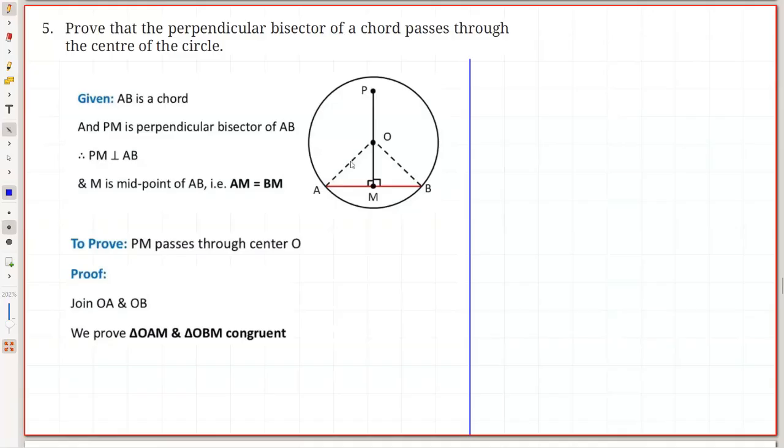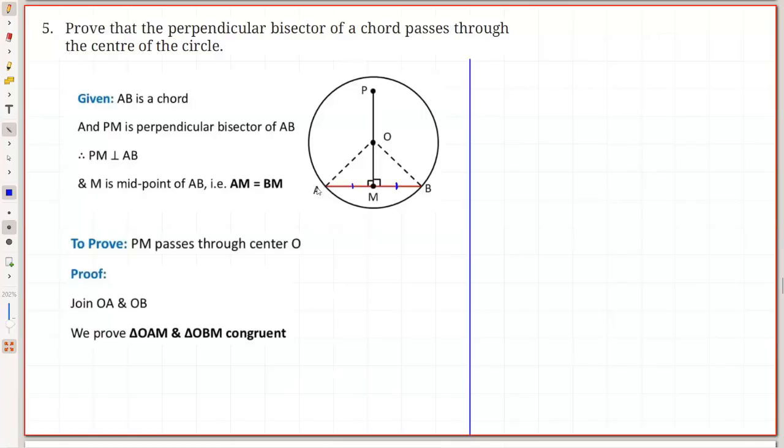I'm taking a circle with center O and AB is the chord. I'm taking PM perpendicular to the chord AB. They ask us to take the perpendicular, so I'm taking it as PM. Perpendicular bisector means dividing into two equal parts. PM is perpendicular as well as dividing AB into two equal parts. For the perpendicular bisector of a chord, I have to show that it is passing through the center O.